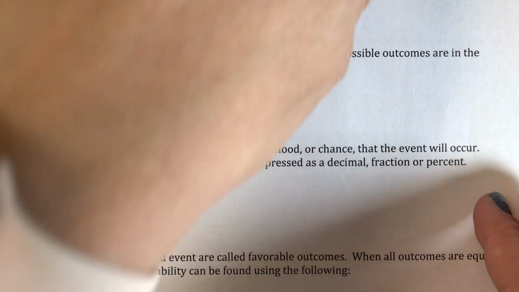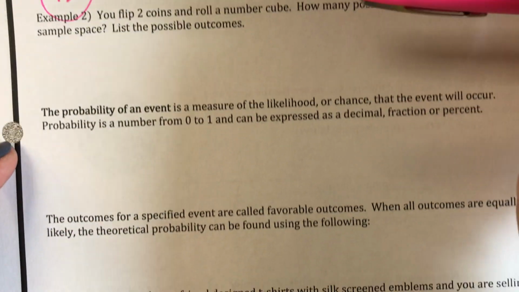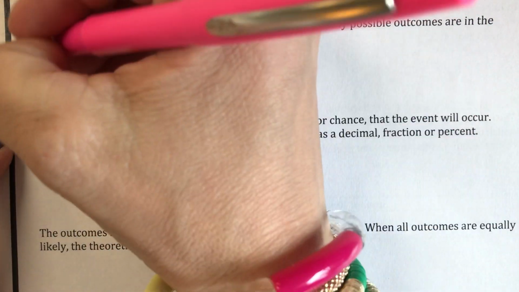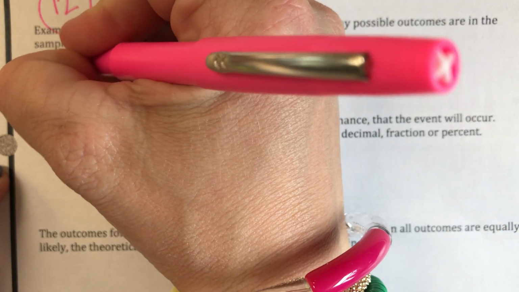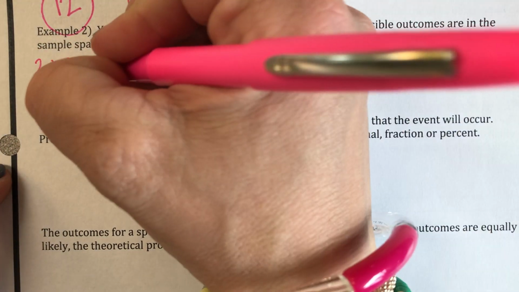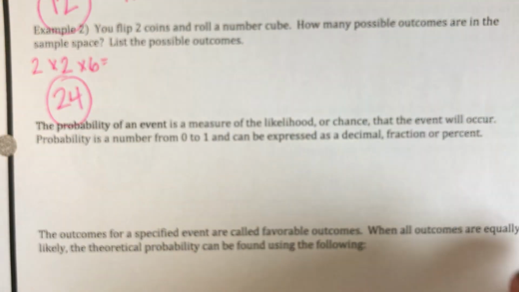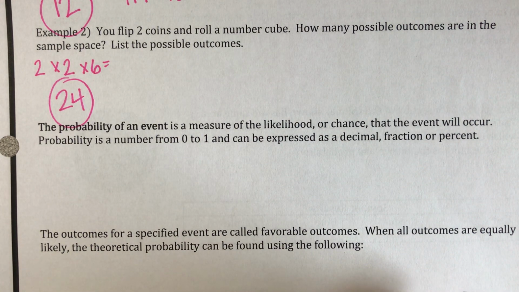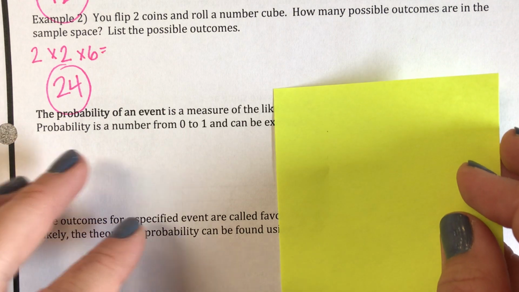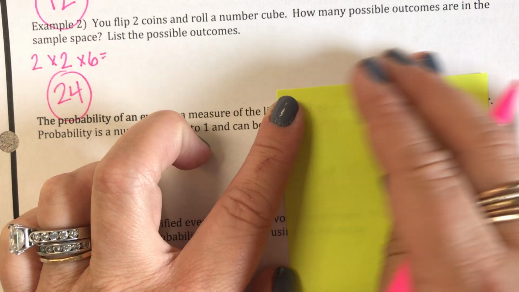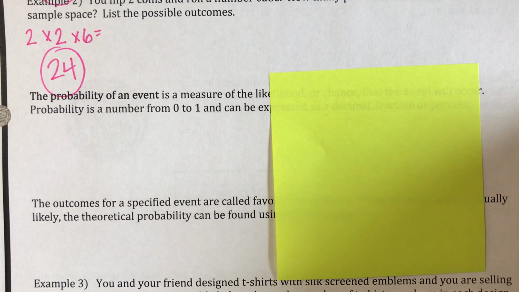So on example 2, you're going to be flipping not 1 but 2 coins and then rolling a number cube. So if you flip a coin, the first flip, there's 2 outcomes. The second flip, there's 2 outcomes. Now we're rolling our number cube, 6 outcomes. So we're going to end up with 24 outcomes in our sample space. If it's harder for you to keep track, which it can be when you're dealing with 24 outcomes, you can make a tree diagram, which is what we did last year.